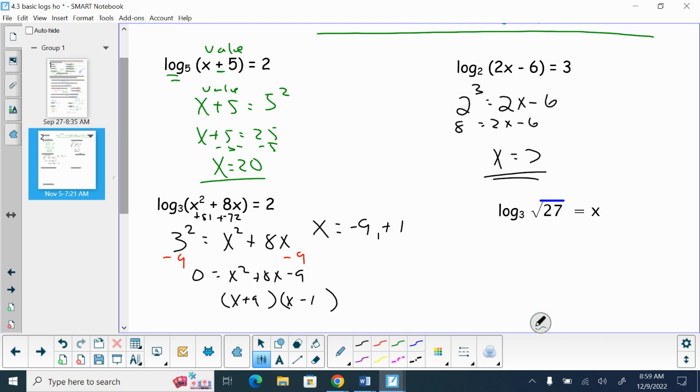This will be a little bit more challenging for you. Think about how you can write a square root as an exponent, and let's get 27 as a base of 3. What would that be? Let's go back to what we just did yesterday. Square root would be 27 to the what power? And then rewrite 27 as a base of 3.